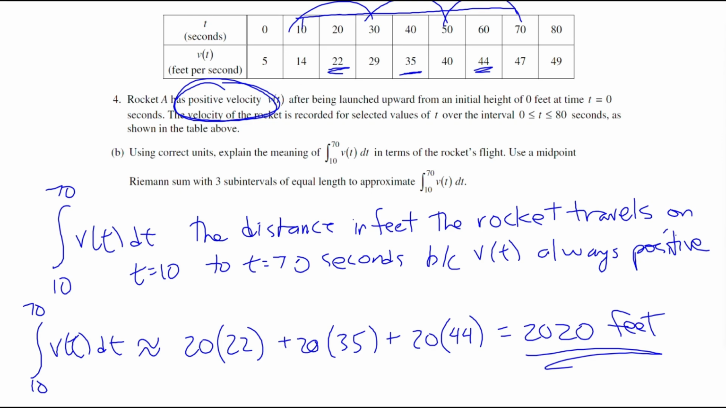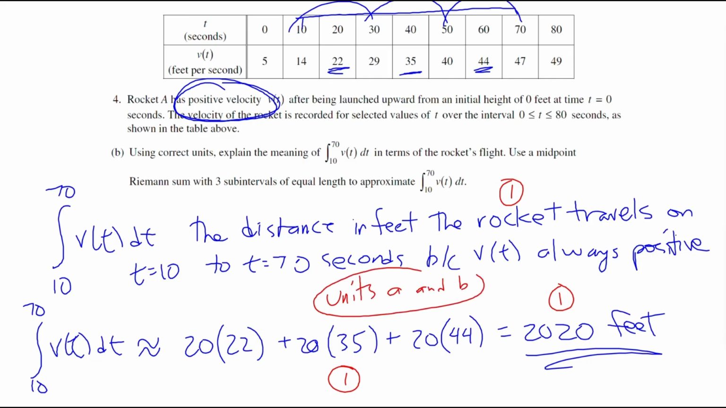So we're getting 1 point here for our explanation, 1 point here for using the correct values in the right setup, and 1 point for the right final value, plus 1 point for the units from A and B here, 1 point for that. So we've now already got 5 points just from parts A and B.